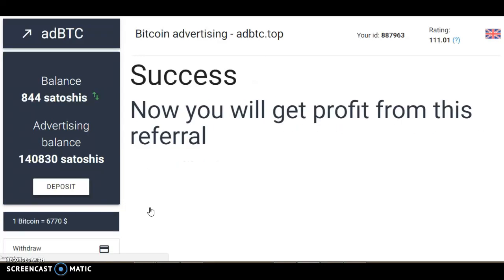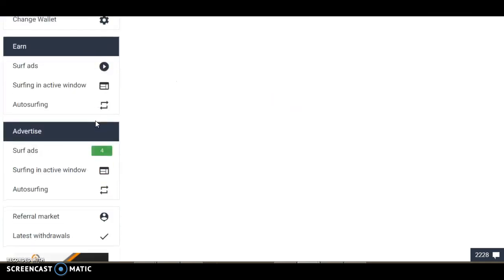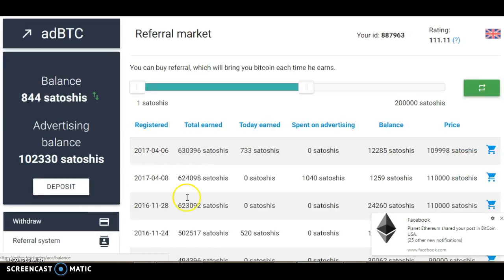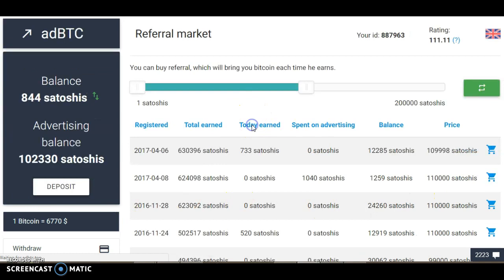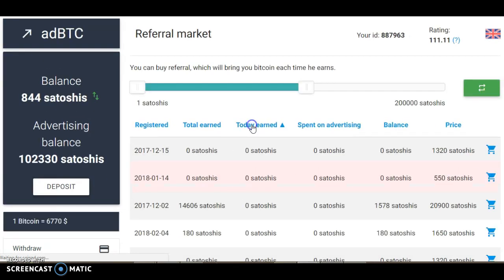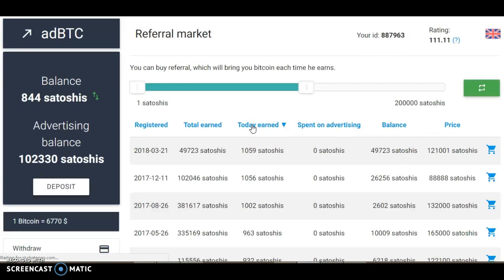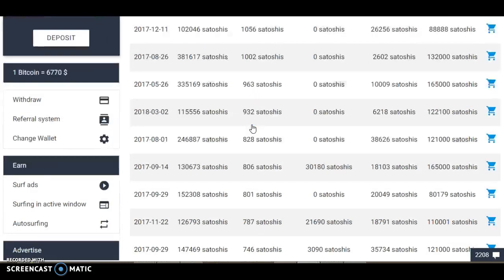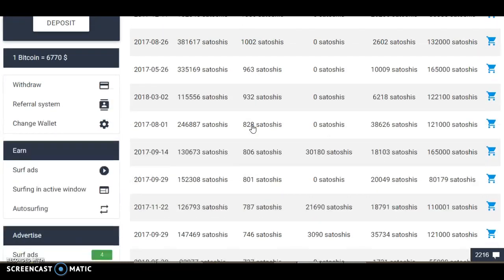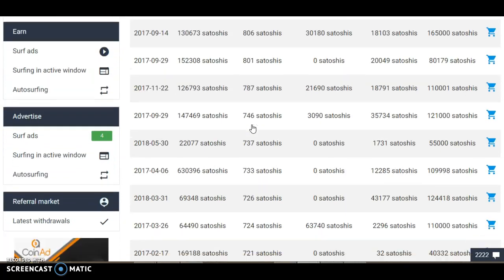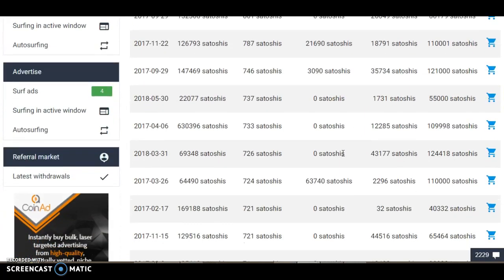Click it again. Alright, and I'm just going to go back to my referral market. Okay. And let's go here. So I have roughly a little over 100,000 left. So maybe I can find two of them that are about 50. This one I may buy, but let me see if I can find something cheaper.